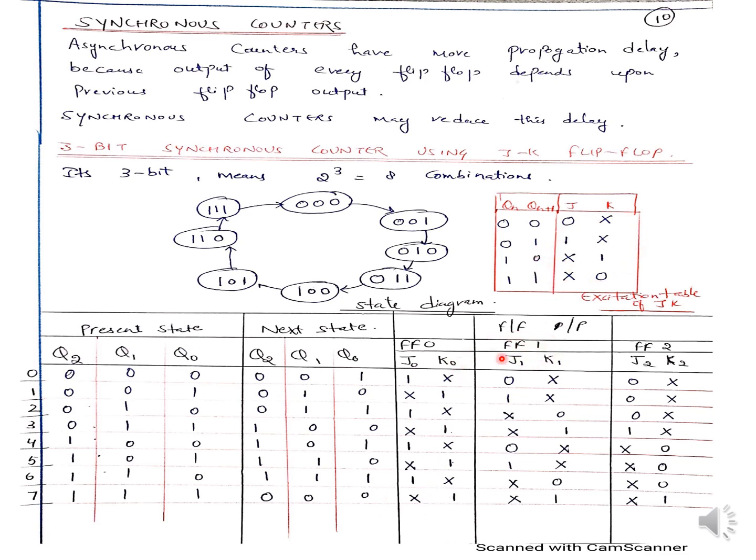Now, the next thing is we will write using the excitation table, this table. Flip-flop 0, flip-flop 1, flip-flop 2. J0, K0 because we are using JK flip-flop. If we are using SR flip-flop, we will write SR. If we are using T flip-flop, we will write T. If we are using D flip-flop, we will write D. So we will be writing J0, K0, flip-flop 1, J1, K1 and flip-flop 2, J2, K2.